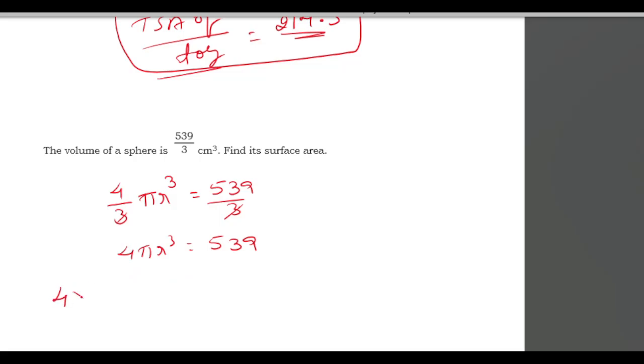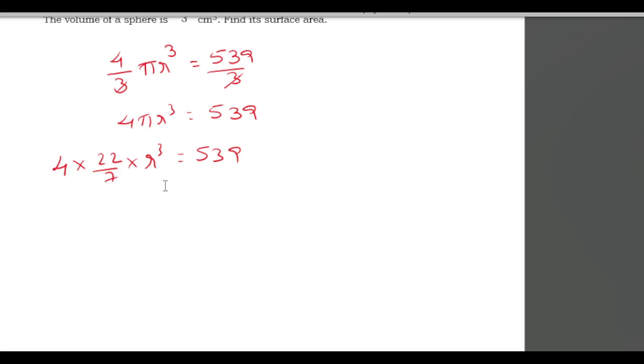So here we put the values: 4 into 22 by 7 into r cube is equal to 539. Now we send these values to the right side. So r cube is equal to 539, divided by 7 is there. When it comes to the right side, it becomes into 7, into 7, divided by 4 into 22.